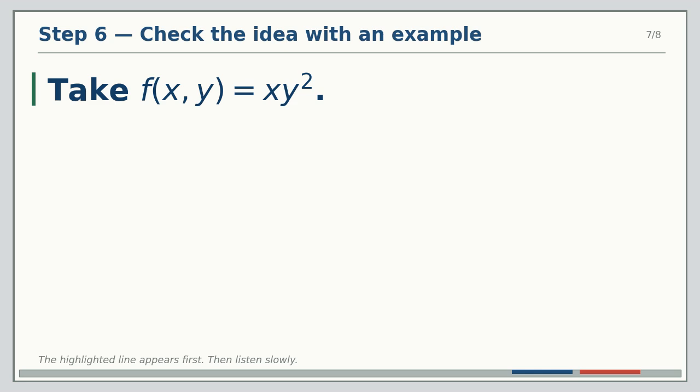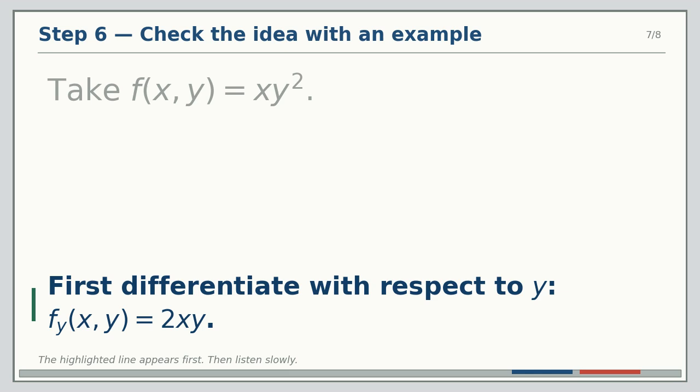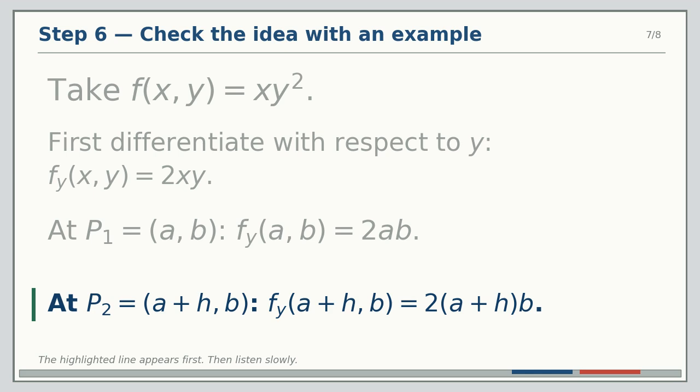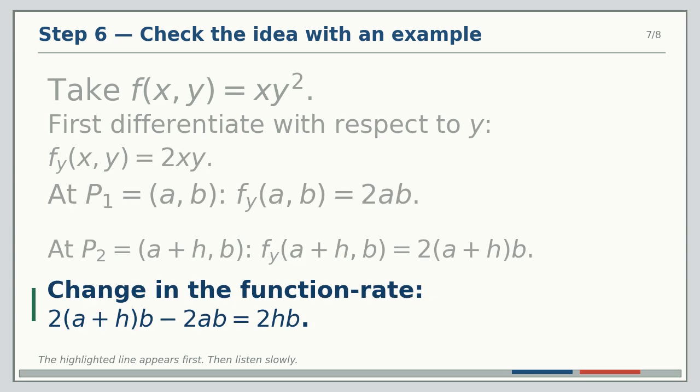Let us check the idea using f of x, y equal to x times y squared. First, differentiate with respect to y. We get f sub y of x, y equal to 2xy. At the first point, f sub y at (a, b) is 2ab. At the second point, f sub y at (a plus h, b) is 2 times (a plus h) times b. The change in the function rate is 2 times (a plus h) times b, minus 2ab, which simplifies to 2hb.